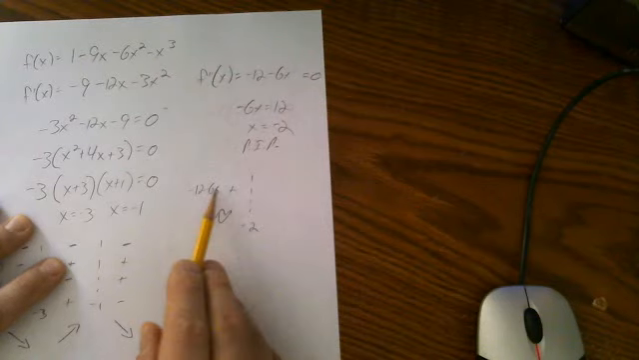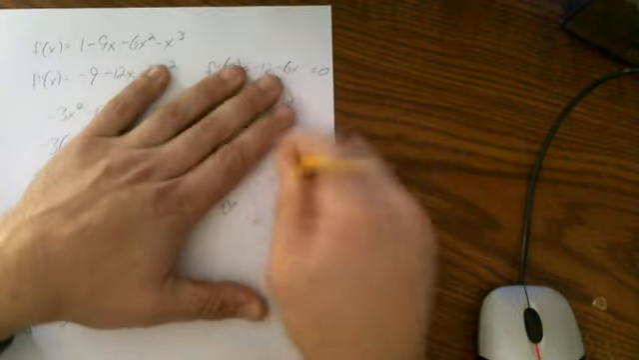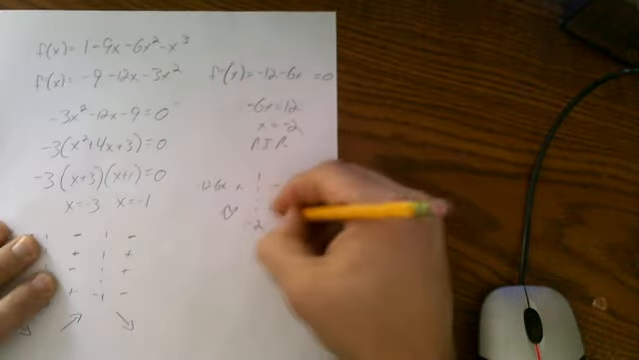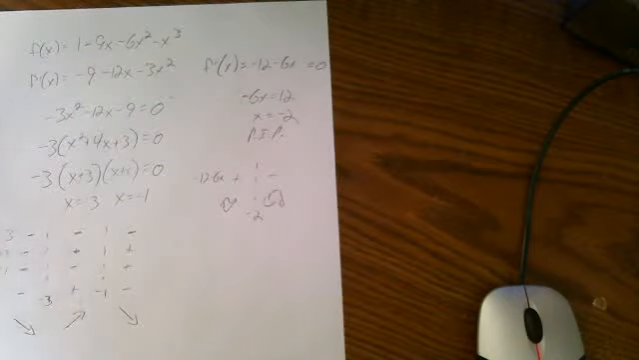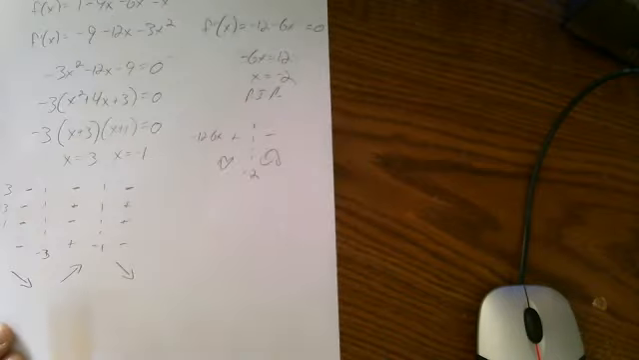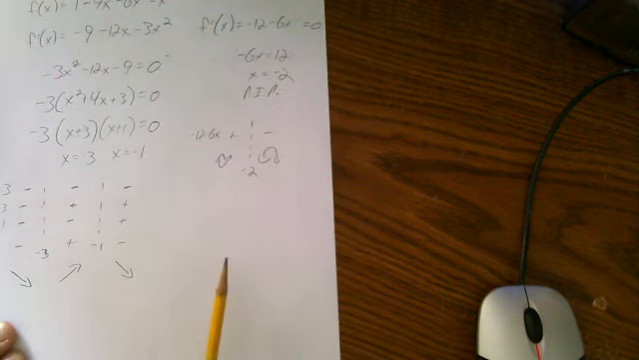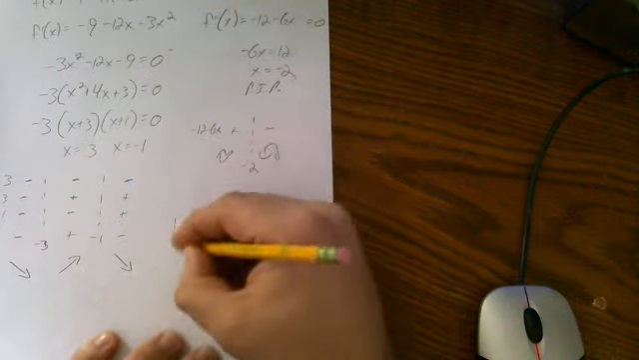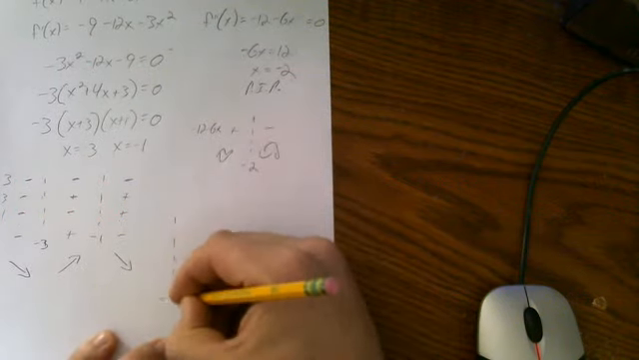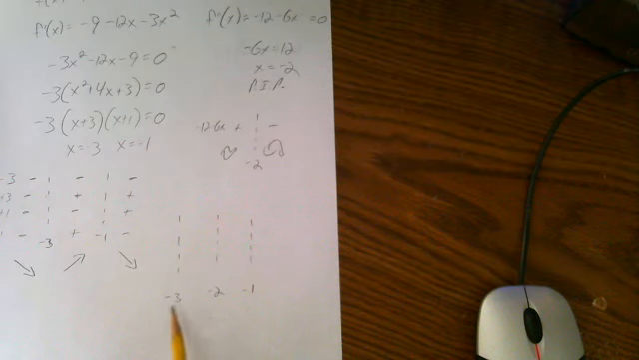Plug in 0, just because it's an easy number to work with. Negative means concave down. So now what we're going to do is combine this information onto one chart. We're going to list all of our critical points and inflection points in ascending order. So we have negative 3, negative 2, and negative 1 as all of our critical points and inflection points.